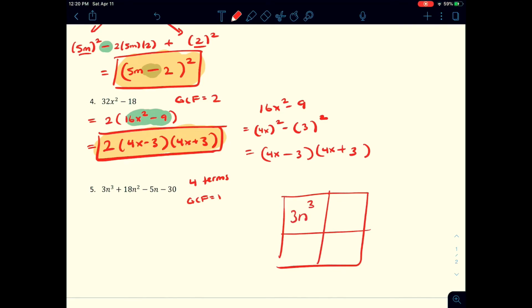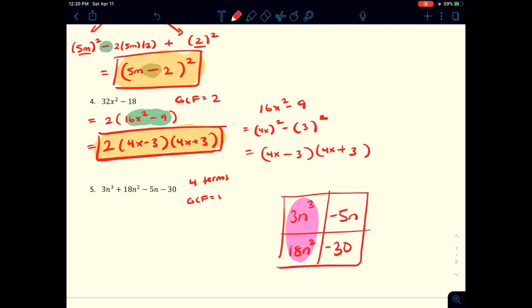Put the first term in the first box. Put the last term in the last box. And then it doesn't matter where you put the n squared and the n term. And then from there, you want to pick any row or column and find the greatest common factor. I'm going to do the first column here: 3n cubed and 18n squared.